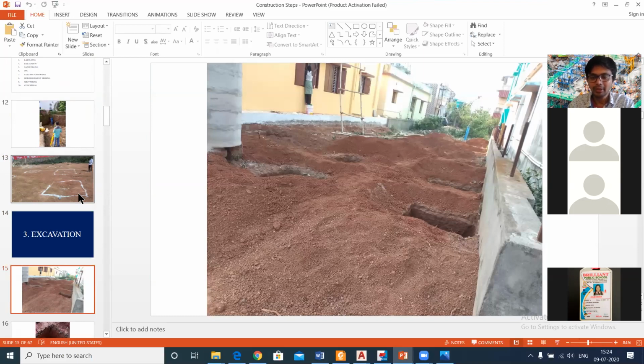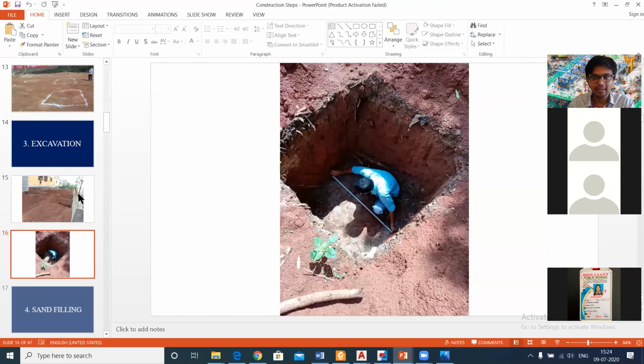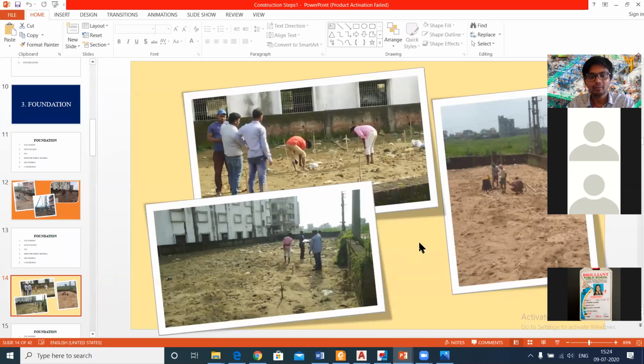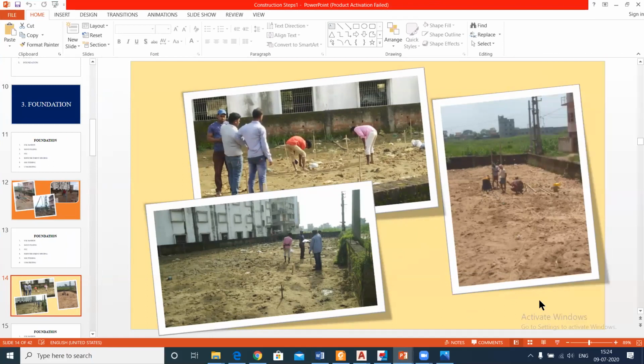In the case of normal footing, the excavation will be done like this, and after the excavation is done, the sand filling will be done like this. So can anyone tell me why you do the filling or backfilling using sand only? Why not any other material? Why not any soil? Okay, Alok is participating actively. Alok, please go ahead.